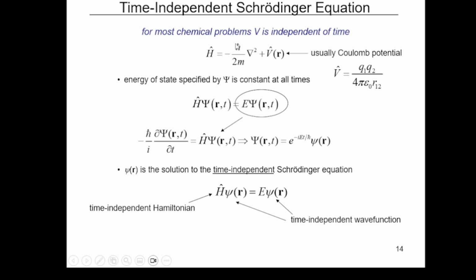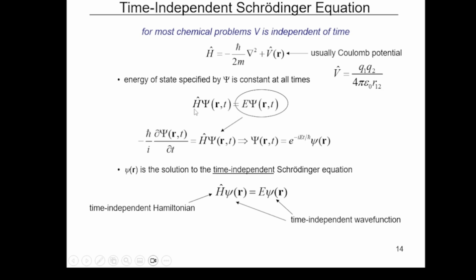For most chemical problems, V is independent of time. We have seen previously that potential energy does not depend on time, but kinetic energy may depend on time. So the Hamiltonian operator is equal to kinetic energy plus potential energy, and this is usually called the Coulombic potential. So the energy of a state specified by the wave function is constant all the time, and the potential can be given as Q1 Q2 over 4 pi epsilon R12.